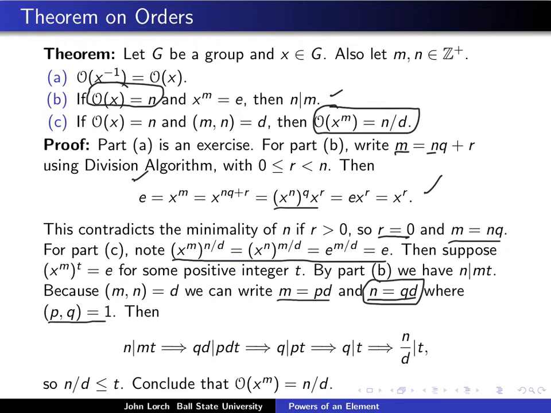Now, who cares about that? Well, if t is a positive integer and n over d is a positive integer, and n over d divides evenly into t, then that means n over d is less than or equal to t. So that means that if there's any positive integer power that you put on x to the m in order to get the identity, that positive integer power has to be at least as big as n over d. And so that tells us that n over d must be the order of x to the m.